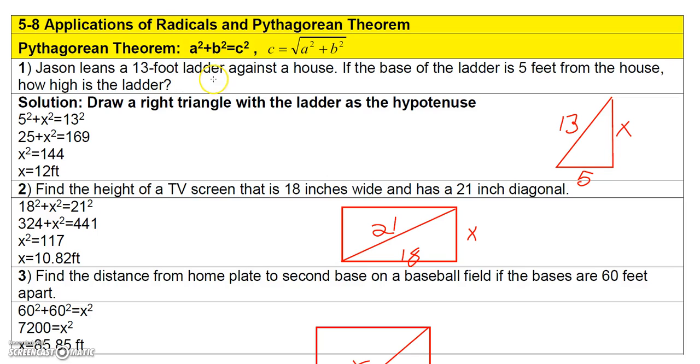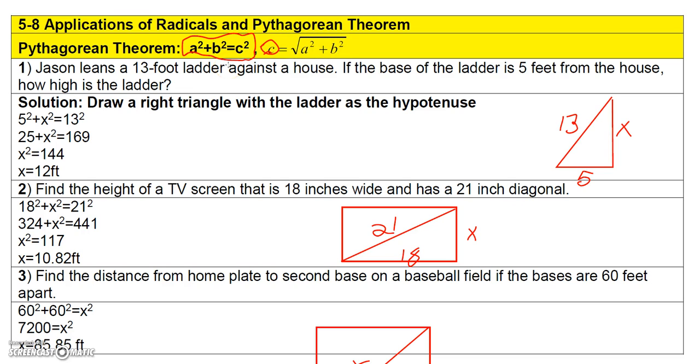Okay, I'm just going to do a couple of examples involving radicals and the Pythagorean theorem. It turns out that if you have a right triangle, and you can look this up, where the legs are A and B and the hypotenuse is C, then the relationship A squared plus B squared equals C squared is always true. You could also write this as C equals the square root of A squared plus B squared.